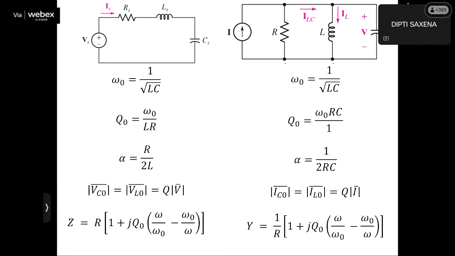So I intend to do a few numericals also from this topic. I saw somebody missed the initial lectures. They were asking why we are studying resonance for this.